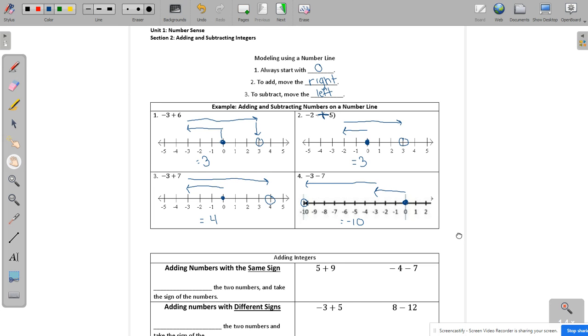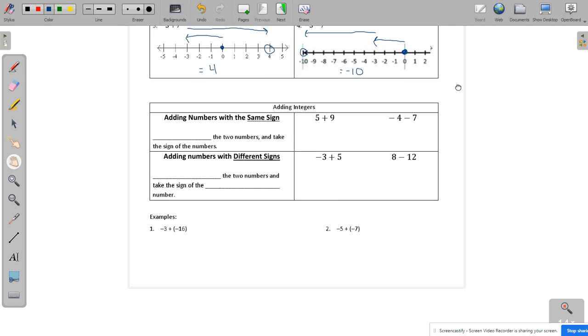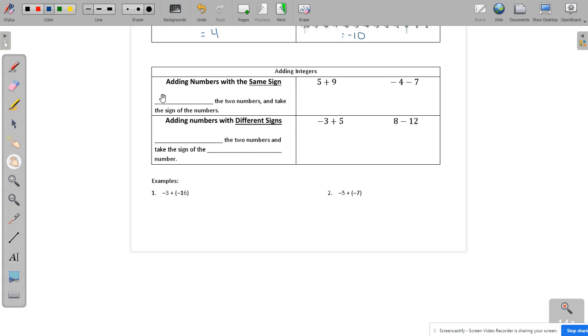So let's look at it without a number line. So we're going to start with adding integers. When you add numbers with the same sign, you're going to add the two numbers and take the sign of the numbers. So we have 5 plus 9. They are both positive, so we're going to take the sign of the positive. So it's going to be a positive number. And 5 plus 9 is 14, so it's positive 14.